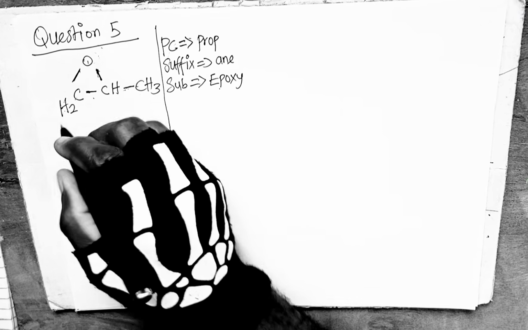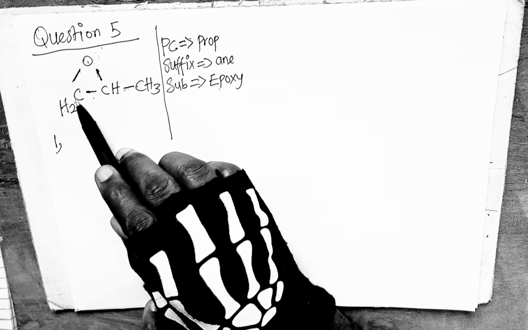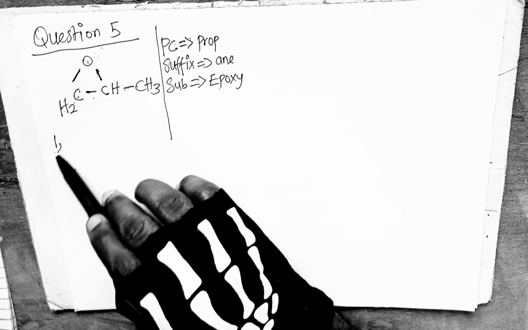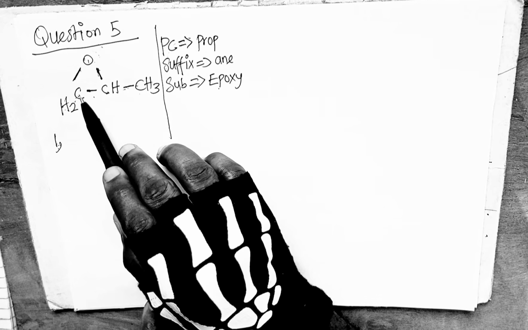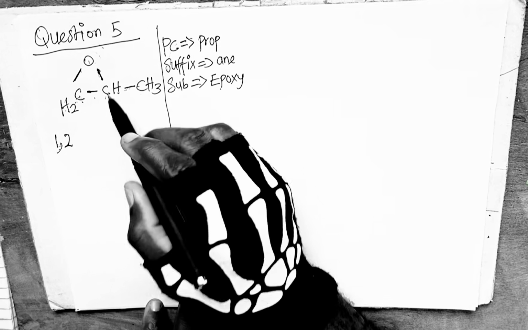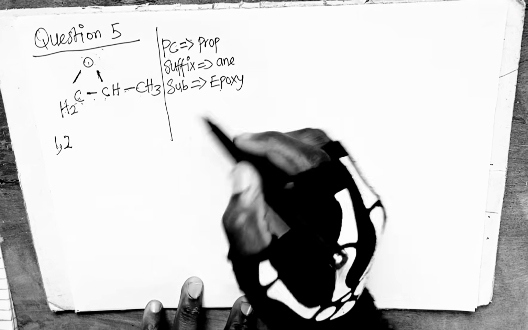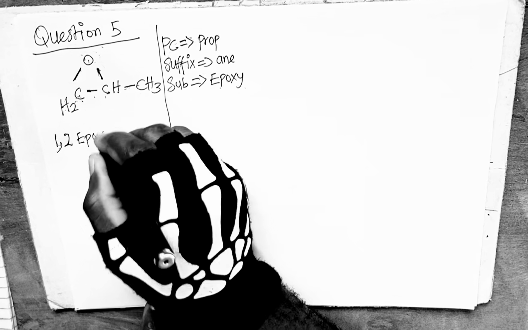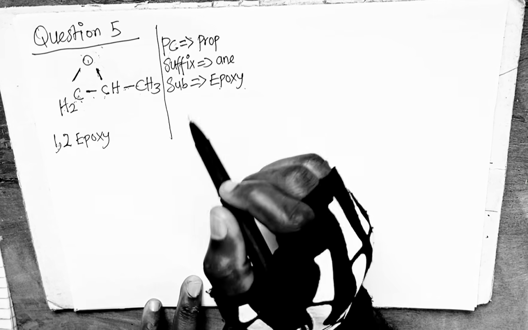So we put 1, comma, then the second one again, 2. Can you see? This one is 2. We have put our 1, 1, then you continue, 2, 2. That's 1, 2. What substituent is this? Epoxy. 1,2-epoxy. Very easy. Remember alphabetical order.